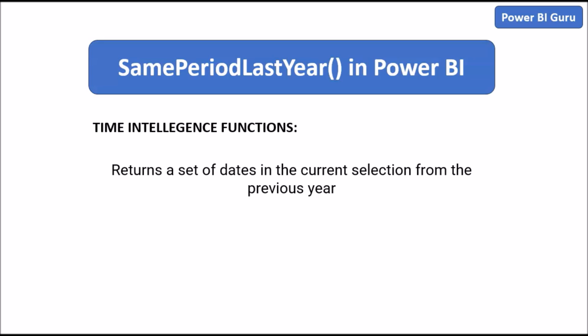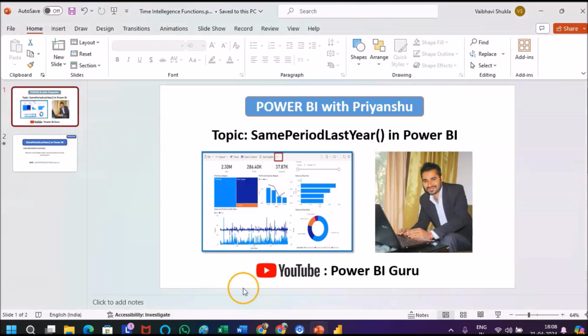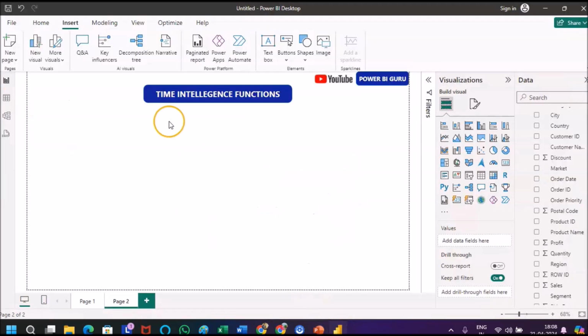So it basically returns a set of dates in the current selection from the previous year. So if we want to see the DAX of this, the DAX is SAMEPERIODLASTYEAR, bracket of dates. We can see it from examples as well. Means we can go to our Power BI dashboard and now we can create those. How can we do it? Let's see our data first.